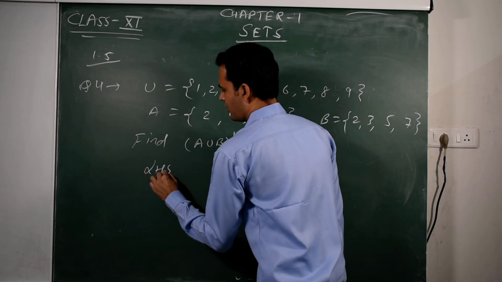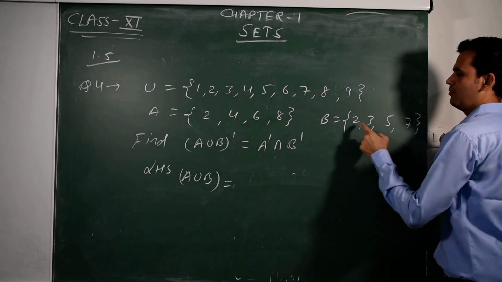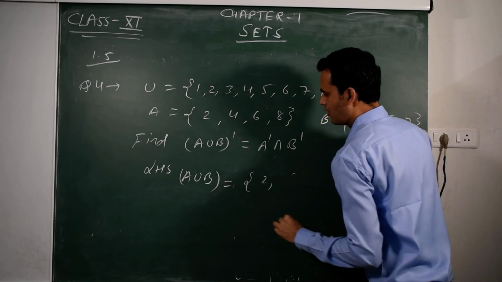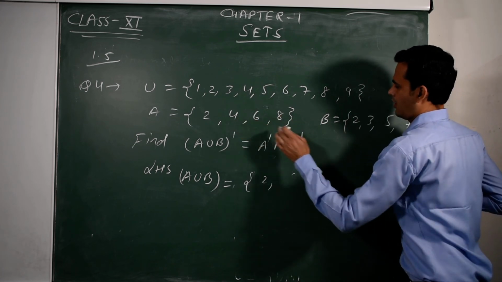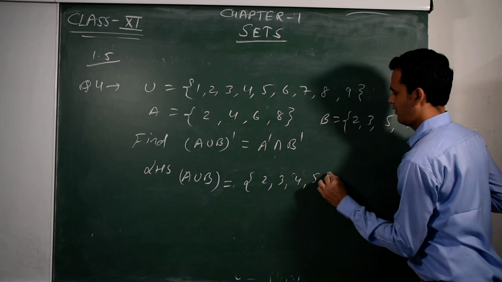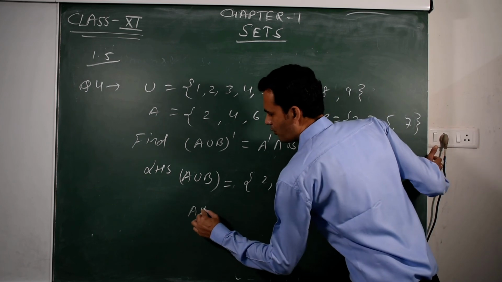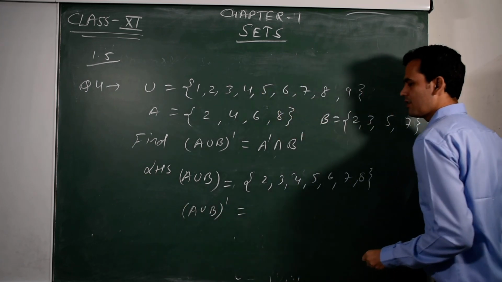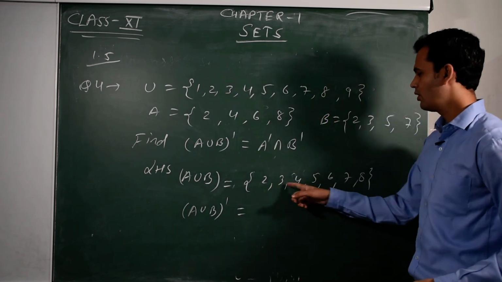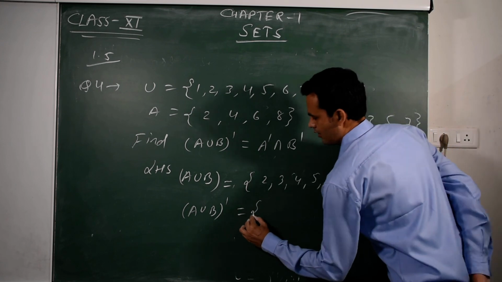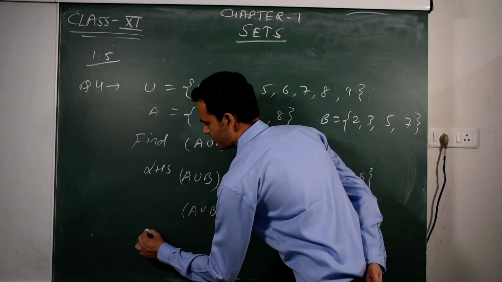So, first we take LHS, A union B. A union B means all elements of A and B, and common elements we write only one time. So, 2, 3, 4, 5, 6, 7 and 8 is A union B, and A union B complement means all elements which are not in this we write. So, except this, 1 and 9 are the elements of LHS.